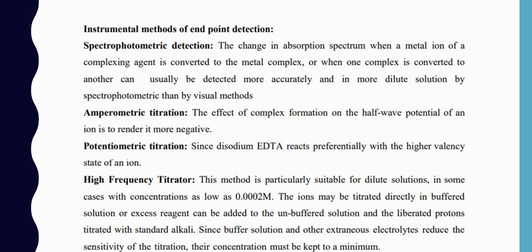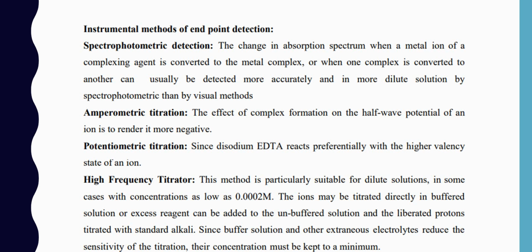So first we have spectrophotometric detection. The change in absorption spectrum when a metal ion or a complexing agent is converted to metal complex, or when one complex is converted to another, can usually be detected more accurately and in more dilute solution with spectrophotometric than by visual methods.